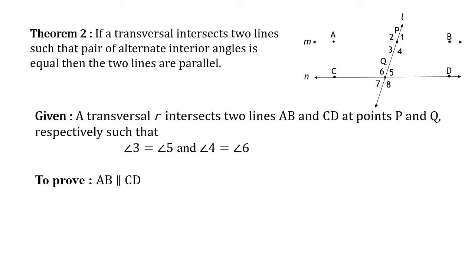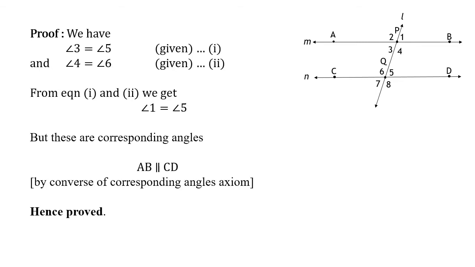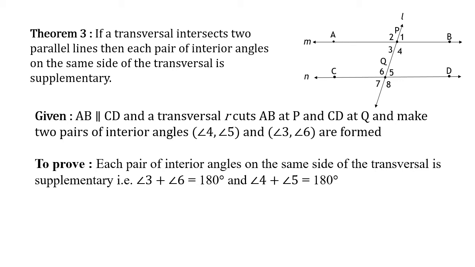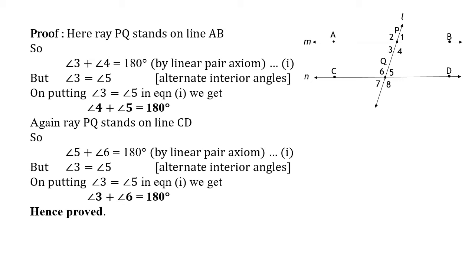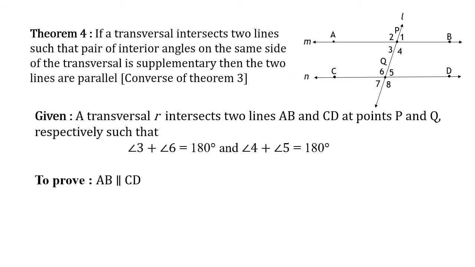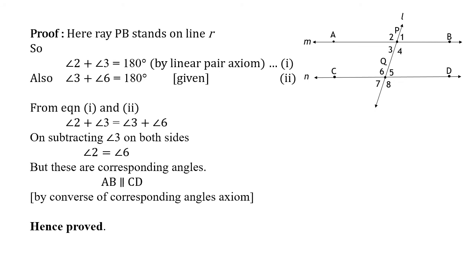Now, if the alternate angles are equal, we have to prove the lines are parallel. In the same way, 3 is equal to 5, 4 is equal to 6. So we have angle 1 equal to angle 5. But the corresponding angles are equal, so the lines are parallel. So it is proved. These are the theorems which are not going to be asked in the exam. This is just for revision's sake with the proof. So we can now move on to the sums.